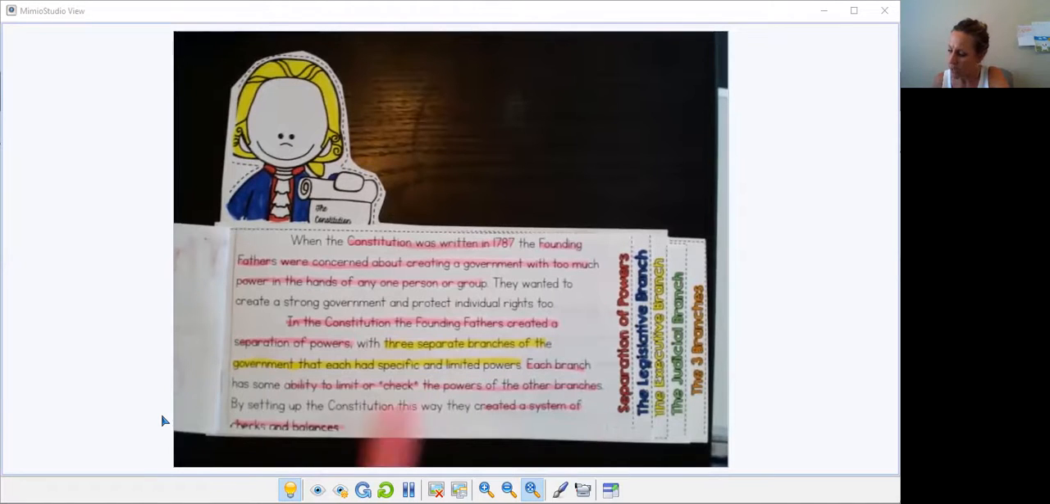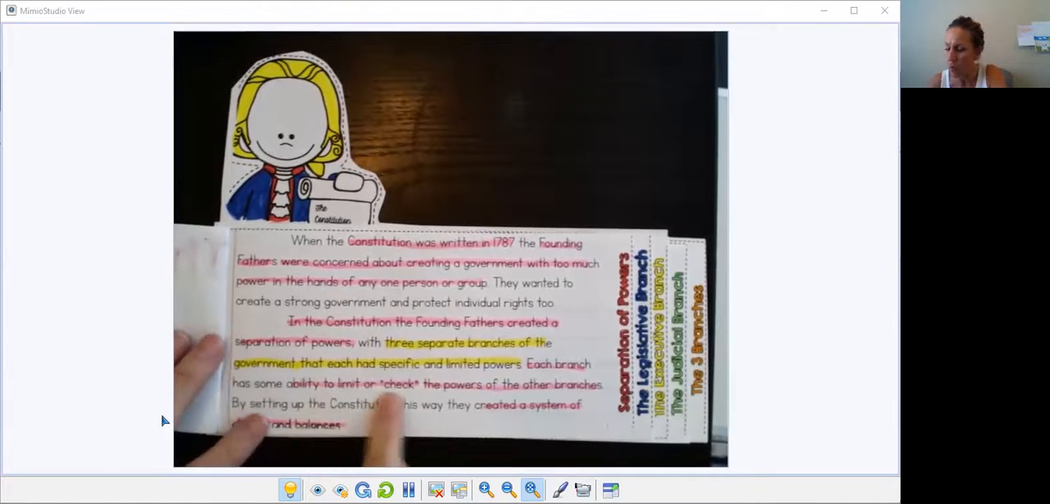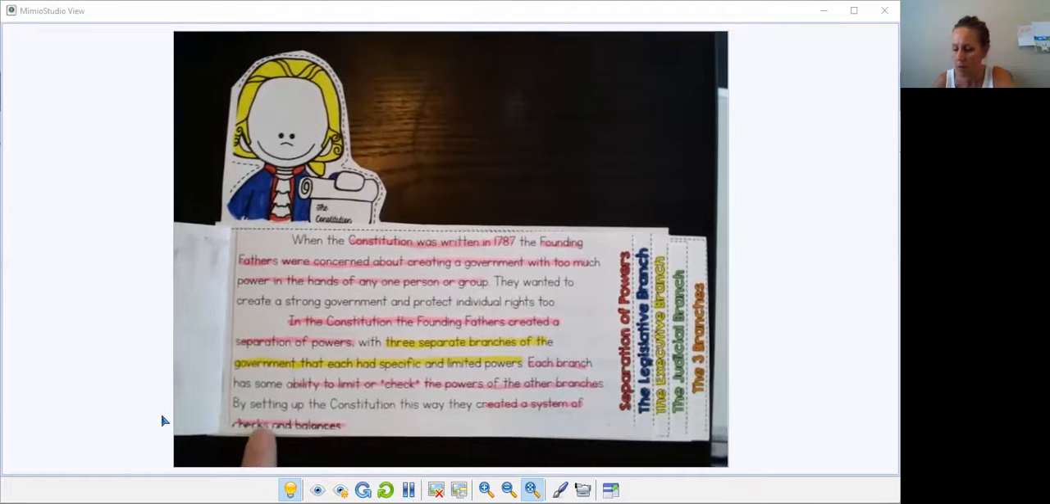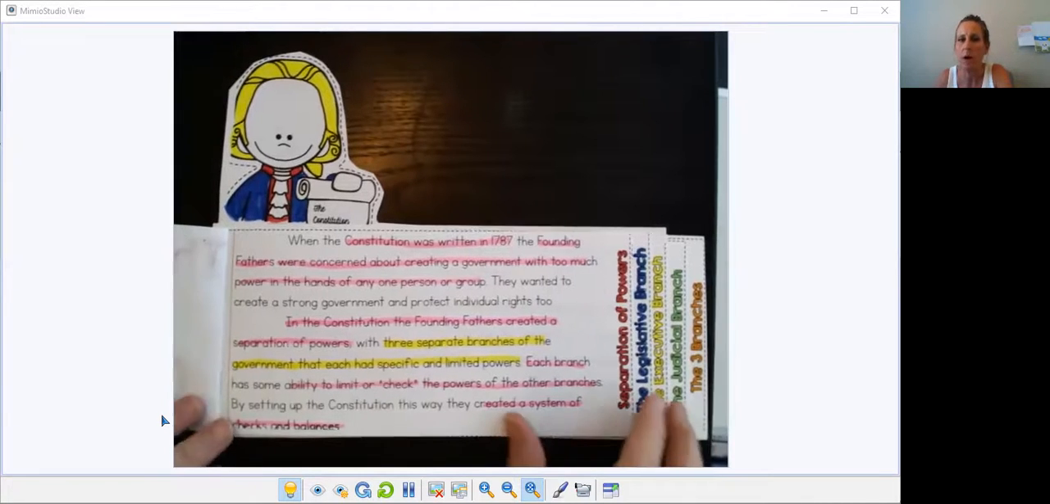So then each branch has some ability to limit or check the powers of the other branches. So the legislative branch can check in on the executive and judicial branch and make sure that they're not becoming too powerful, and vice versa. They can all check in on each other. By setting up the Constitution this way, they created a system of what's called checks and balances. Okay, so that's just some stuff that I thought was important to highlight.